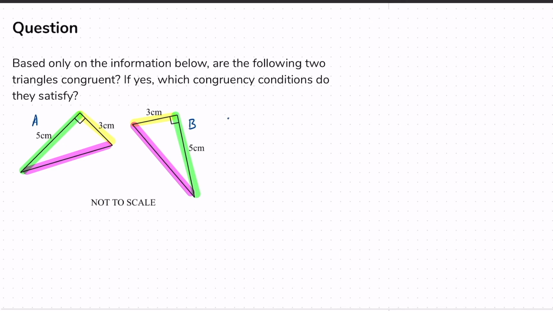So are they congruent? Yes, they are. And they are made congruent by reflection. They are made the same by reflection.